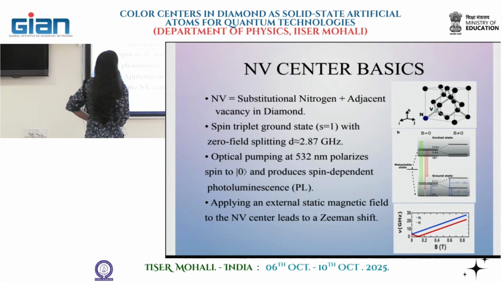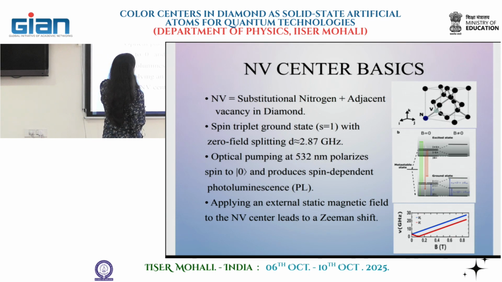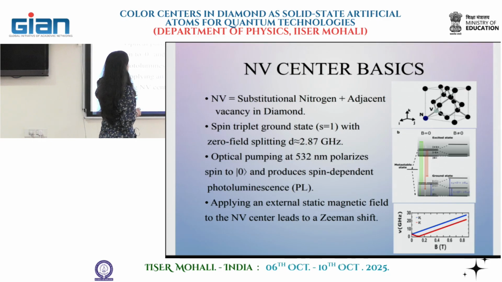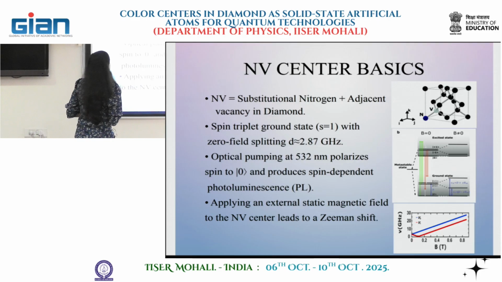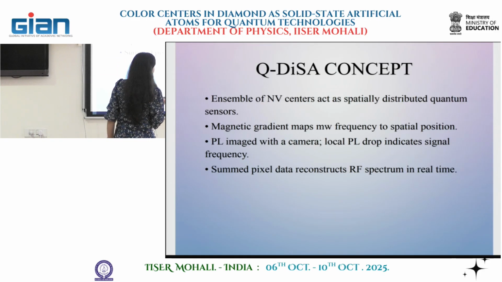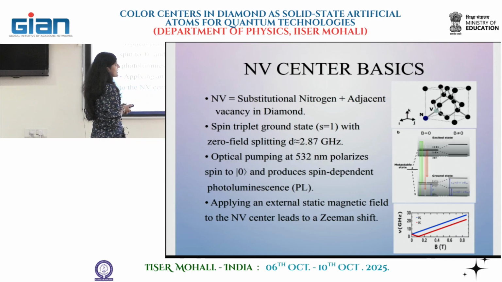NV centers are nitrogen vacancy centers. It is a type of point defect in diamond where we substitute nitrogen in place of carbon, and a vacancy is also present in the adjacent position of nitrogen, and this combined forms the NV center. It's in a spin triplet state, corresponding to S equals 1, and we can divide these states as MS equals 0 and plus minus 1.